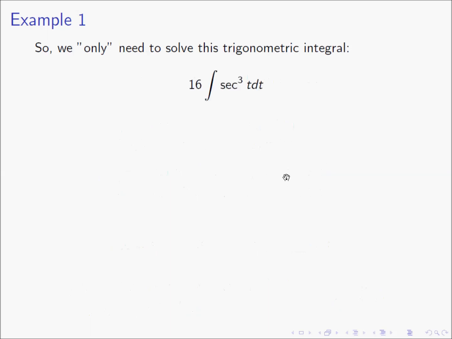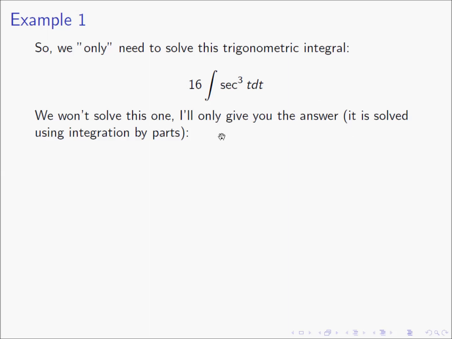And so this means that we only need to solve this integral. But it happens that this integral is not easy to solve. It is a trigonometric integral, and it is solved using integration by parts. We're not going to do that here. I'm going to show you the answer. If you solve this integral using integration by parts, you'll get to this expression. It is quite a hairy expression: 8 secant of t tangent of t plus 8 natural log of secant of t plus tangent of t plus c.